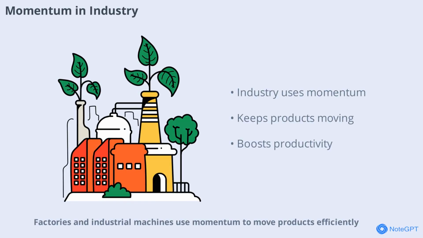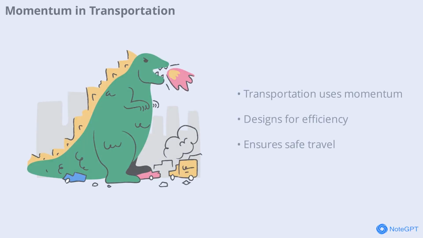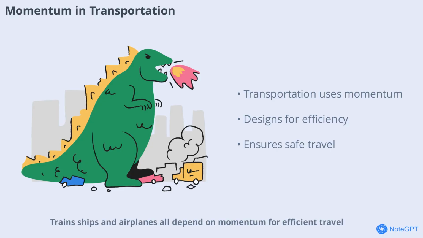Factories and industrial machines use momentum to move products efficiently. Conveyor belts, robotic arms, and assembly lines all rely on momentum principles to keep things moving smoothly. Understanding momentum boosts productivity and safety in manufacturing. Trains, ships, and airplanes all depend on momentum for efficient travel.